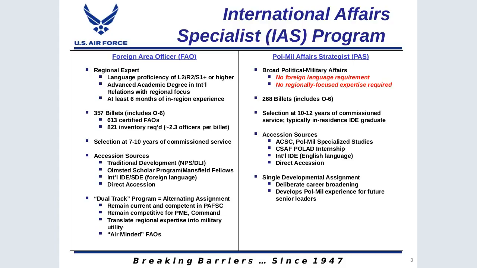So currently we have 357 billets for FAOs, and that includes the rank of O-6. We have an inventory of 613 certified FAOs. So we have more in the pipeline, and we're aiming to get 821. And of course, that number is subject to change. And the selection is normally done at the 7 to 10 year mark. That would be under the traditional development.